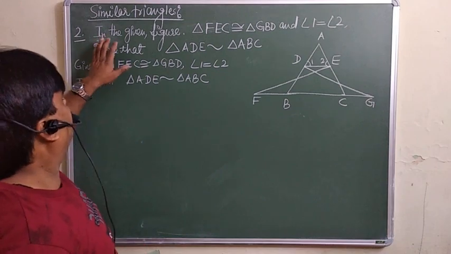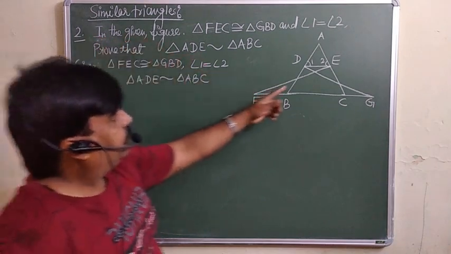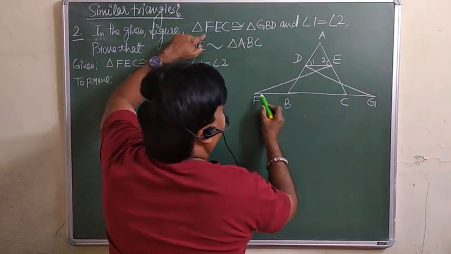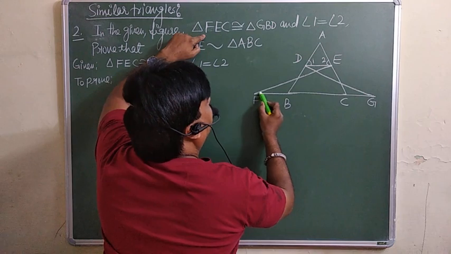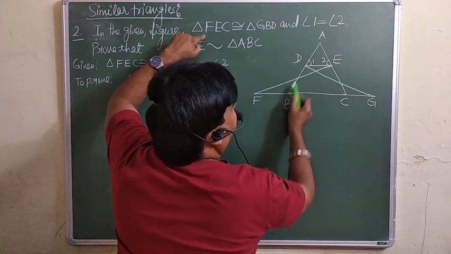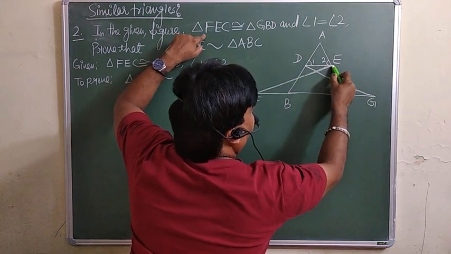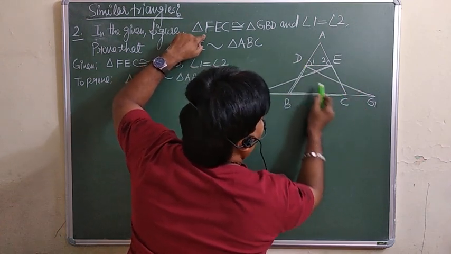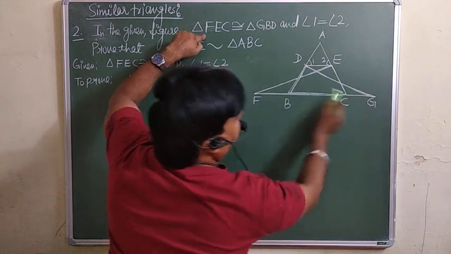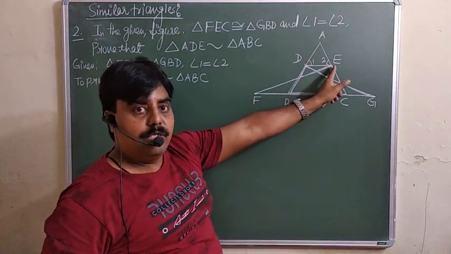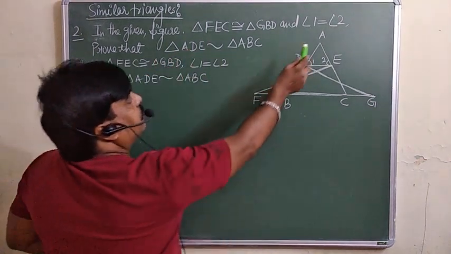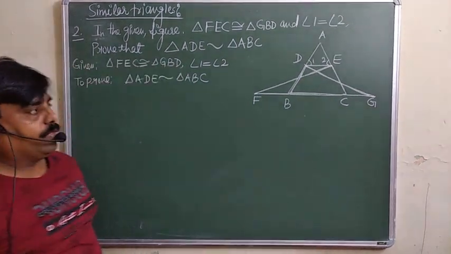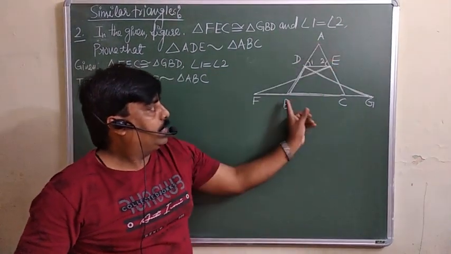Yes. Now another question is, in the given figure, the information is given that triangle FEC is congruent to triangle GBD. This is the information which is already given. And angle 1 is equal to angle 2 is also given. We are supposed to prove that triangle ADE is similar to triangle ABC.